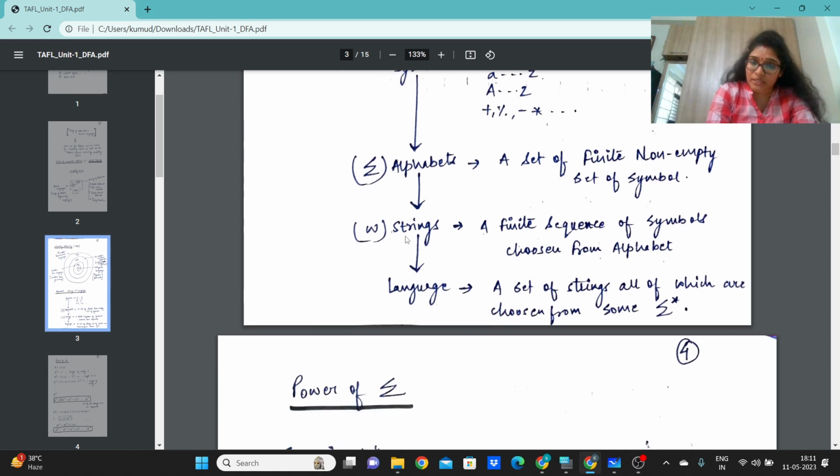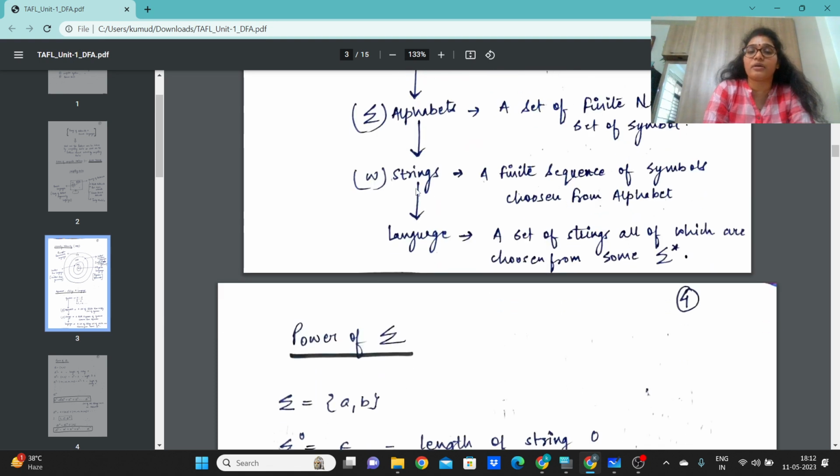After that we have strings. A string is a finite sequence of symbols chosen from an alphabet. Suppose we have an alphabet A comma B. Through A comma B we build a number of strings. A string is a sequence of symbols that we choose from the alphabet. For example, your alphabet now has two symbols, A and B, so you have to build the strings using the symbols A and B. That is why we call it a finite sequence of symbols chosen from the alphabet.